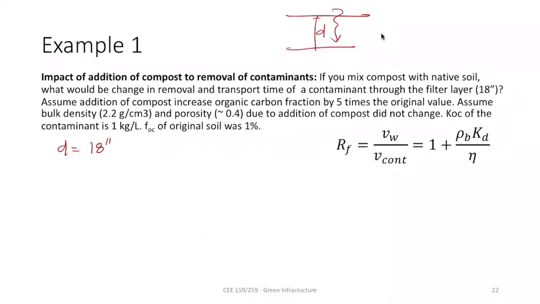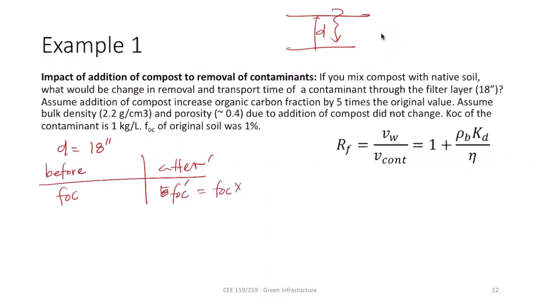So before and after, let's write that one. Before addition of compost, your organic carbon was whatever amount, FOC was something. And after addition of the compost, it becomes 5 times. The new FOC after this slab is FOC times 5, whatever the previous one.